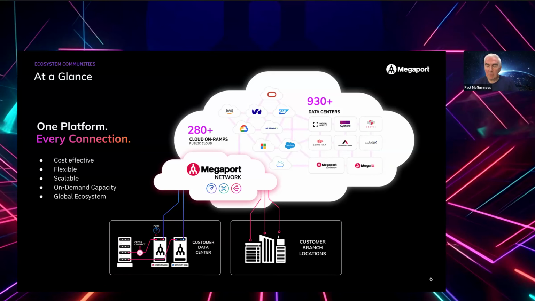The other way to connect into Megaport is through the internet. So you can have branch locations, for example, running SD-WAN branch sites at the edge, and then they can connect in through an internet connection, reaching the Megaport network across the internet.